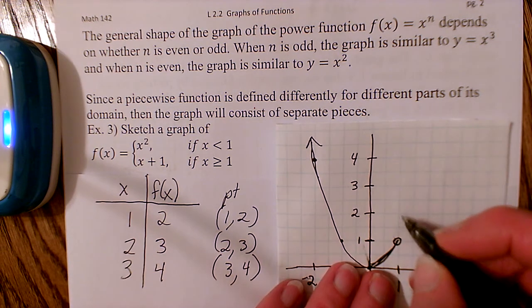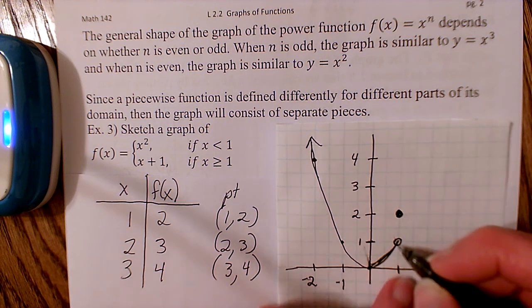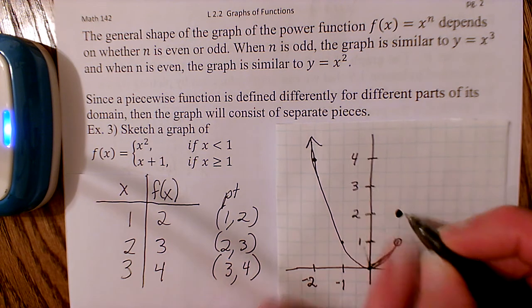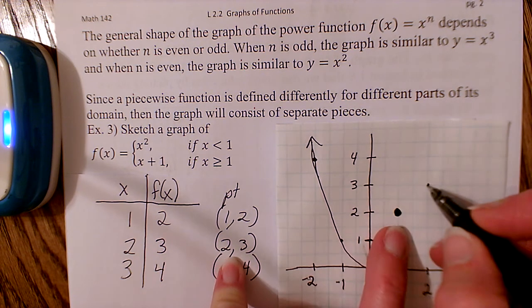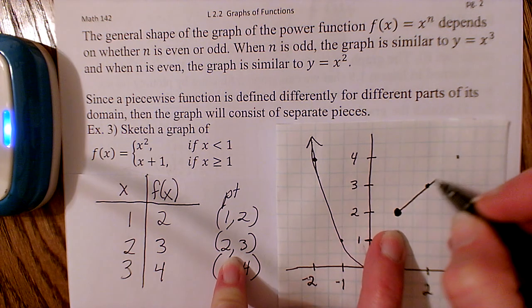We're going to start up here at the point 1, 2, and that'll be a solid circle, because when we're at 1, we're going to be at 2. We're not going to be down here at 1, we're going to be up here at 2. And then we go from here to 2, 3, from here to 3, 4. Now we've got enough to connect those dots.